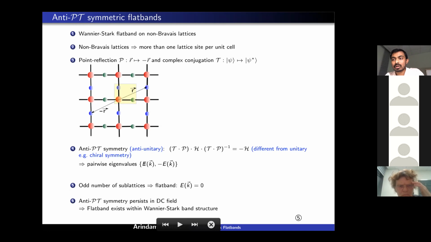that implies we have a single E for which this eigenvalue is just opposite to itself. That means this is zero for all K. So that implies the existence of a flat band at exactly E equal to zero. Now we check that this antiparity-time symmetry persists in the presence of a DC field, and that implies that a flat band exists within each Wannier-Stark flatband structure.